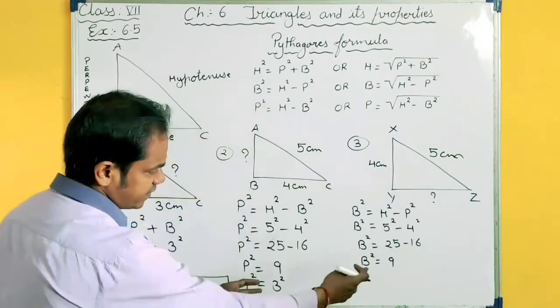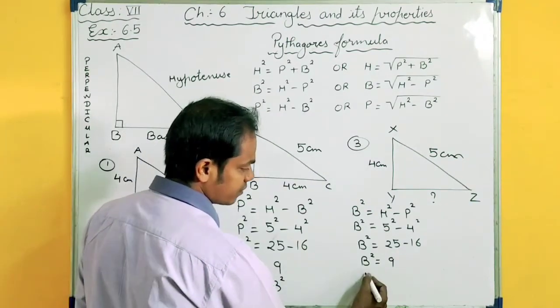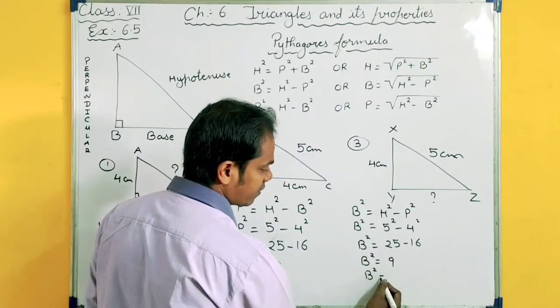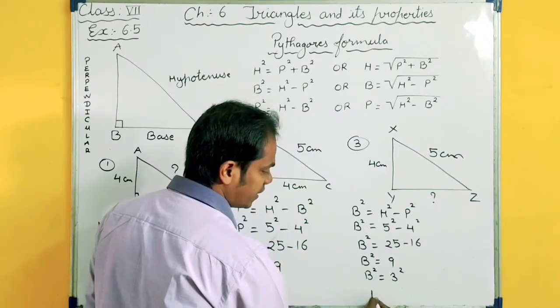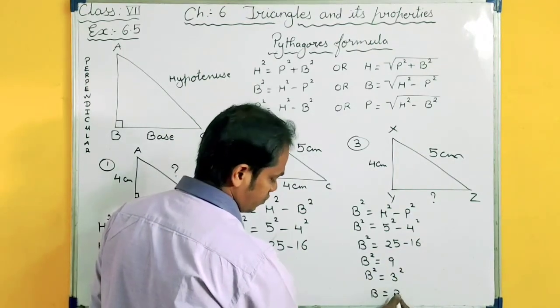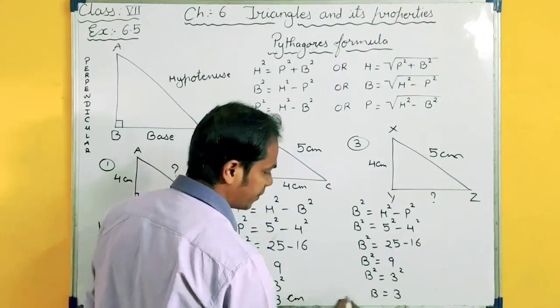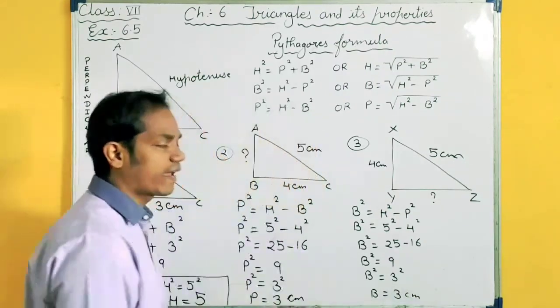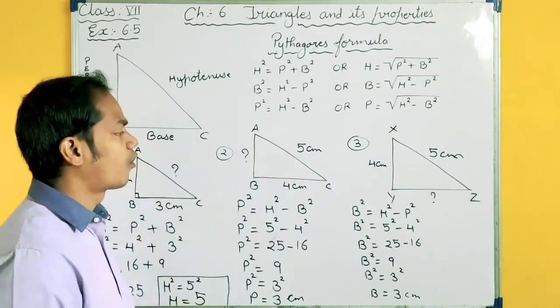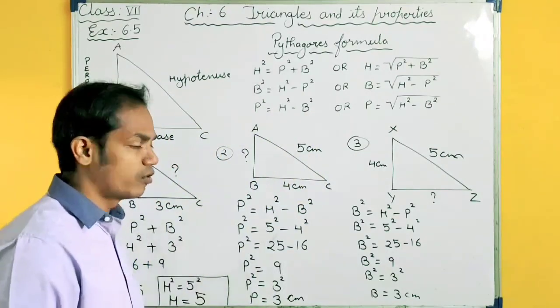Okay, it's the same as the second question. Now base square is equal to 3 square. So base is equal to 3 centimeter. Okay. I have just explained how you will use these formulas for finding the solution.